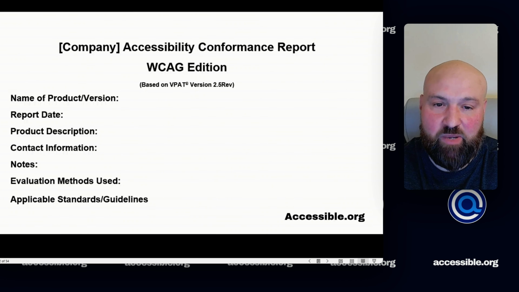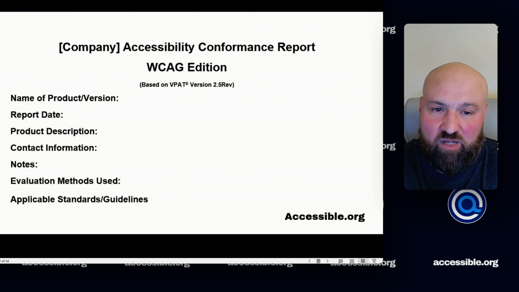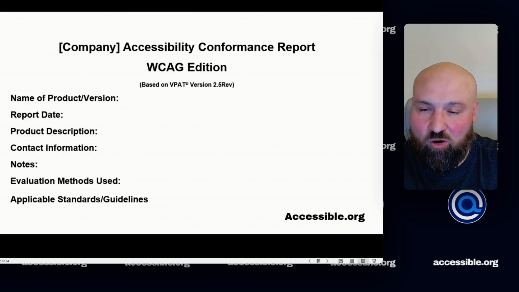And then we have accessibility conformance report. And this is going to be for the WCAG edition of the VPAT. So that's right under that top line. And then we're going to fill in the details. So going back to the report card analogy, rather than your name and the grade that you were in, so let's say fourth grade, rather than including maybe the elementary school, here we're going to look at the pertinent details for your product or service. So we have here the prompts: name of product, version, report date, product description, contact information, notes, evaluation methods used, applicable standards/guidelines. So this is all information that we are going to fill in.